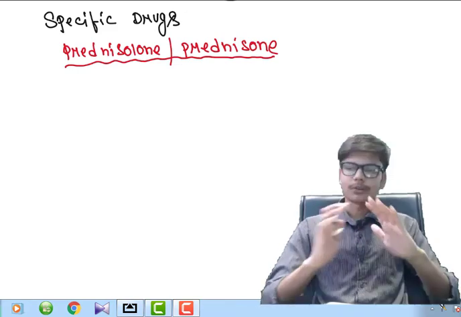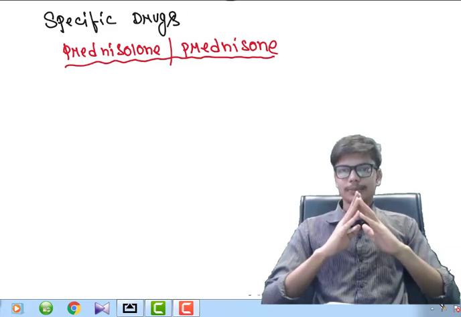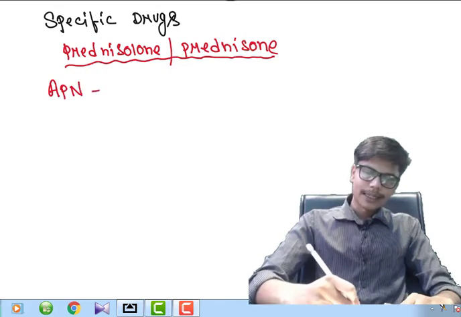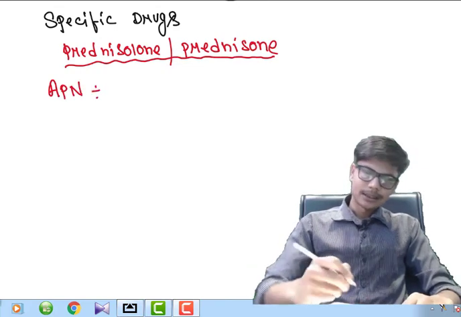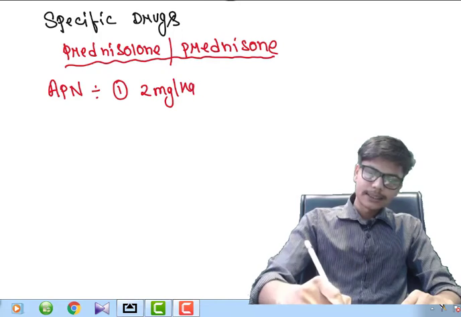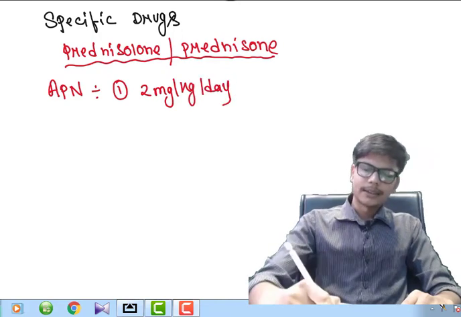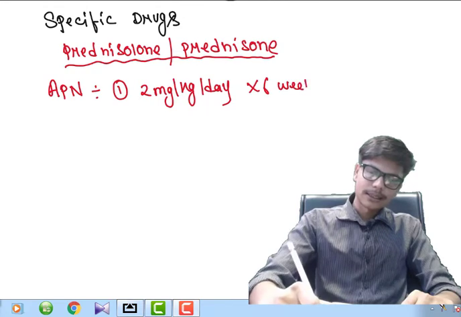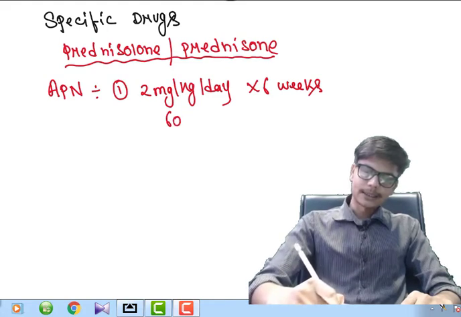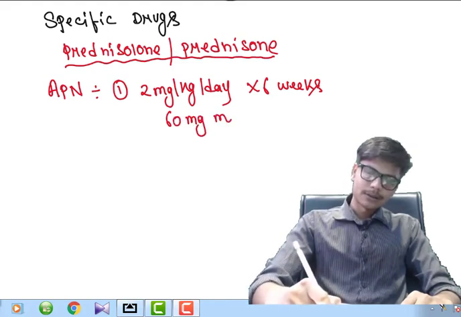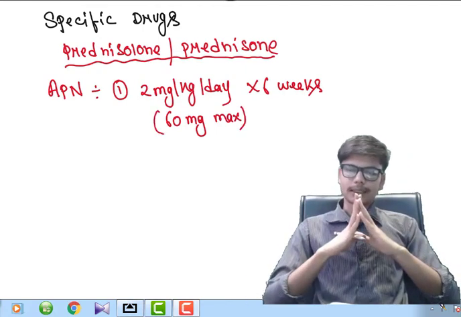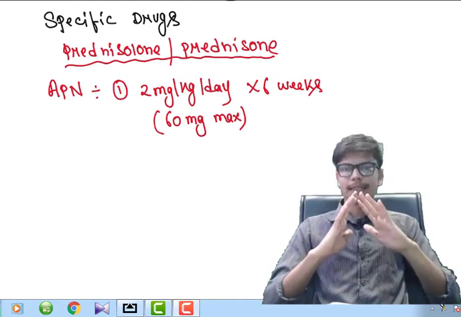So there is a regime known as the APN regime for treating this patient of nephrotic syndrome. What is this APN regime? The APN regime says that steroids should be used in a dosage of 2 mg per kg per day for 6 weeks in a patient of nephrotic syndrome, and this dose should not exceed 60 mg. 60 mg is the maximum dose of steroid in a patient of nephrotic syndrome. The total duration of treatment is 12 weeks.